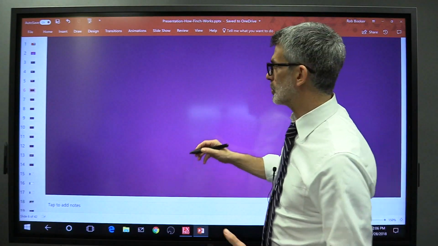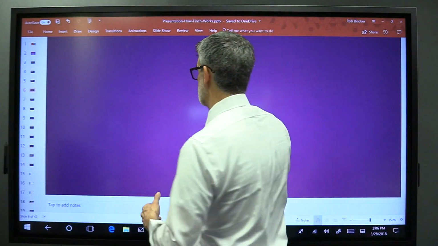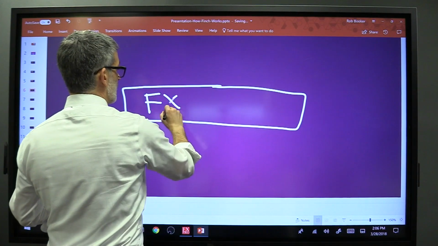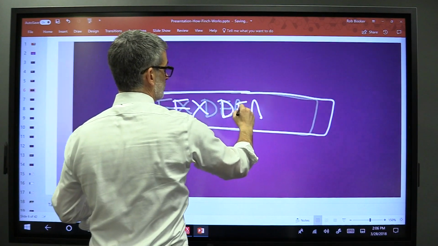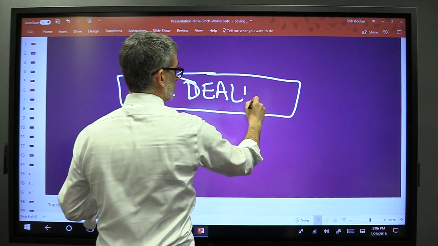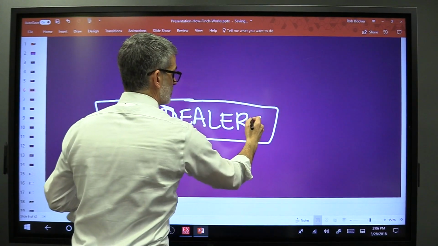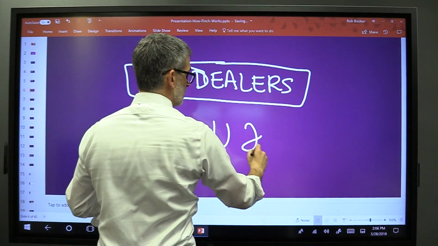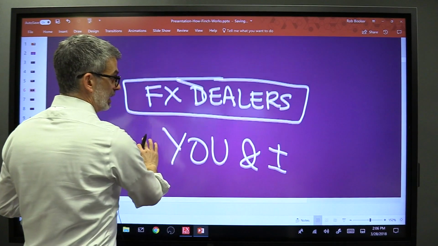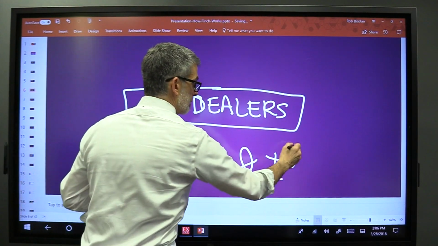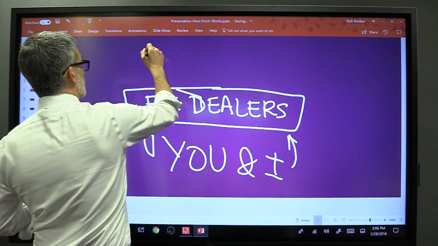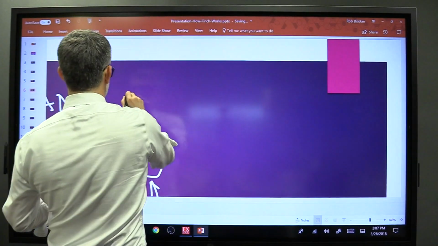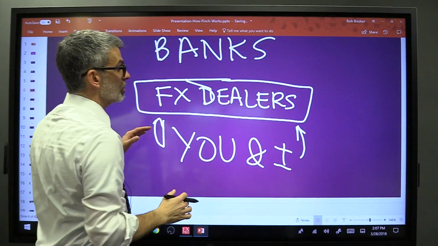So now, across the world, there is a three-layered system. And this three-layered system looks like this. FX dealers in the middle, so there's the FX dealers. You and I trading with those FX dealers. And then banks up here.